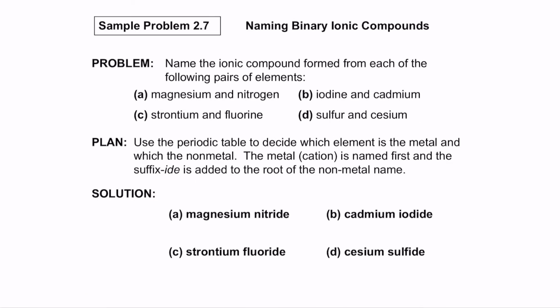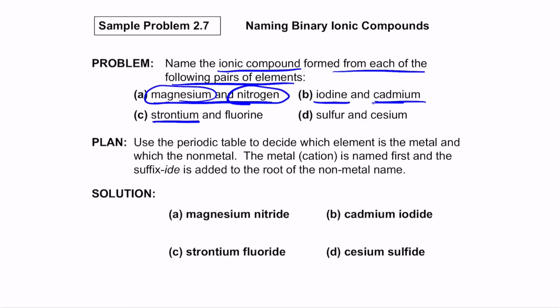So let's start naming these compounds. What is the ionic compound that you get from each of the following elements? Here they are asking with magnesium and nitrogen. Magnesium is a positively charged element, nitrogen is a negatively charged element, so you get magnesium nitride. In the same way, cadmium is the positively charged element, the cation, and iodine is the anion, so you get cadmium iodide. Strontium and fluorine: fluorine is the negatively charged element, so strontium fluoride. Cesium and sulfur: sulfur is the negatively charged element, which ends up forming cesium sulfide. So this is the idea behind how to name based on the "ide" suffix.